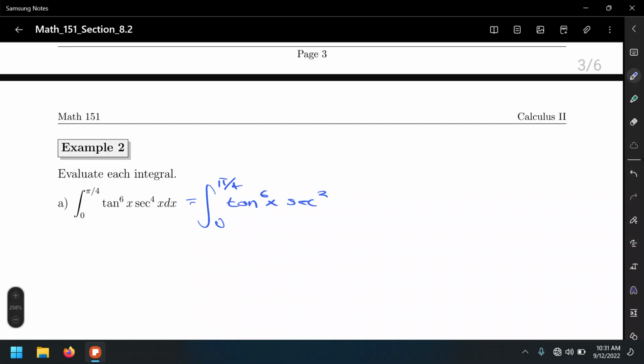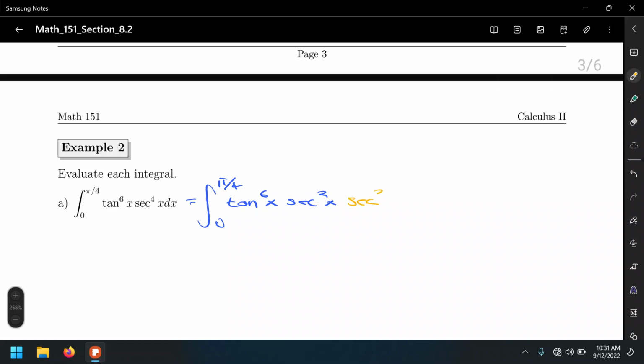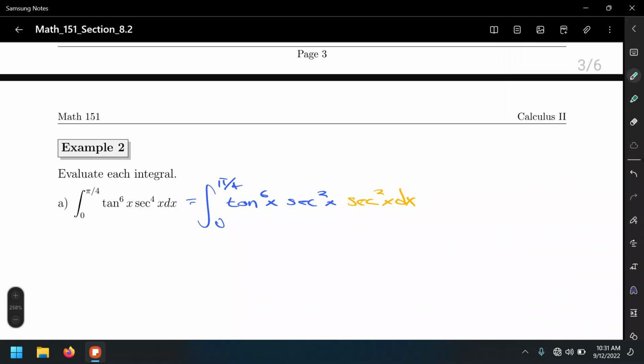I'm going to write this secant to the 4th power of x as secant squared times secant squared. I'm using a different color so you can see the power of secant squared x that I'm saving for later, so we can use it to set the du part of the problem. That means we can use the secant squared formula to write the remaining secant squared in terms of tangents.